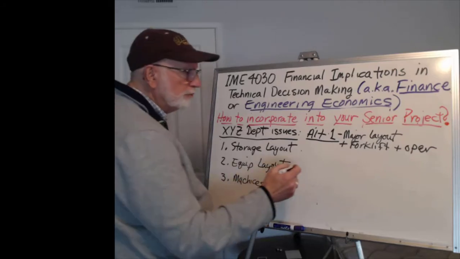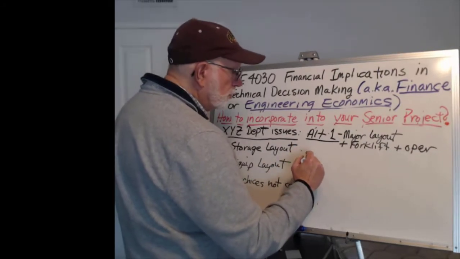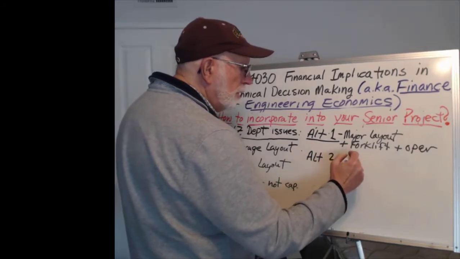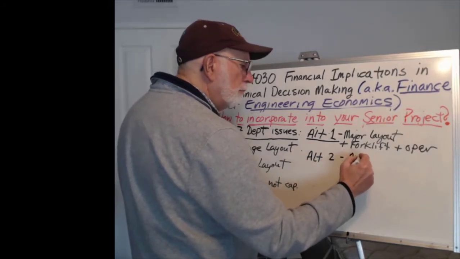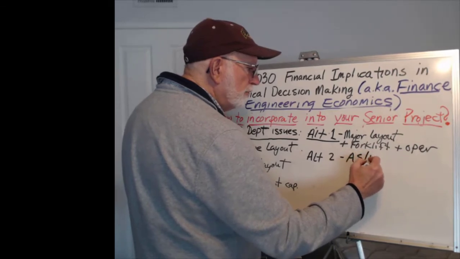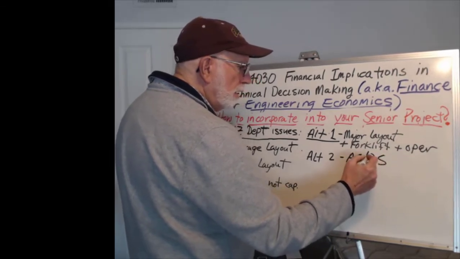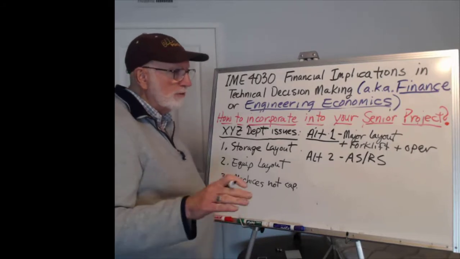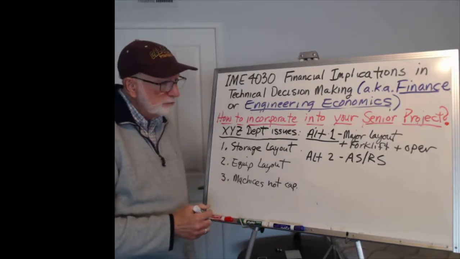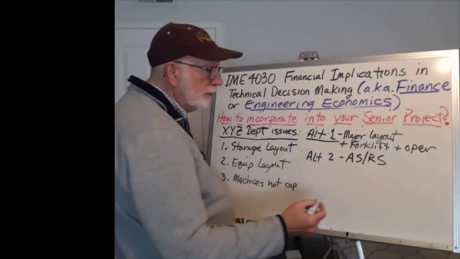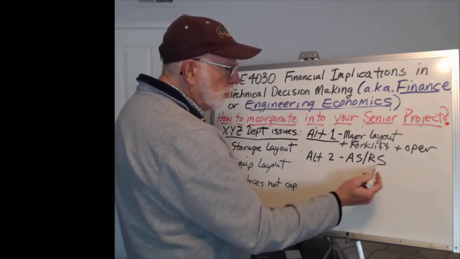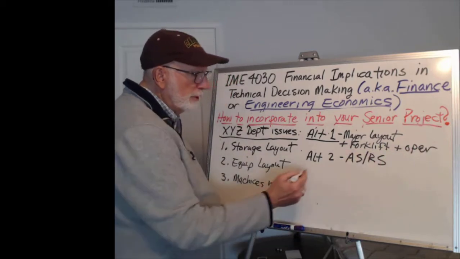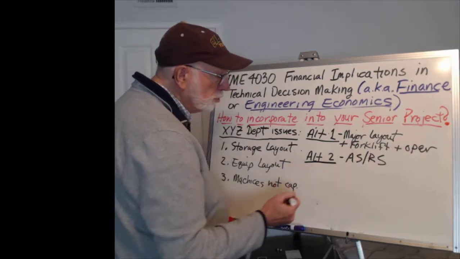And with alternative two, it's a little more expensive, but you're going to buy an automated storage and retrieval system. This is a set of racks with automatic equipment that can put stuff in and take it out and deliver it to a loading unloading point. But with this, it's more expensive as a system, but you don't need the forklift and the operator. So what do you do?